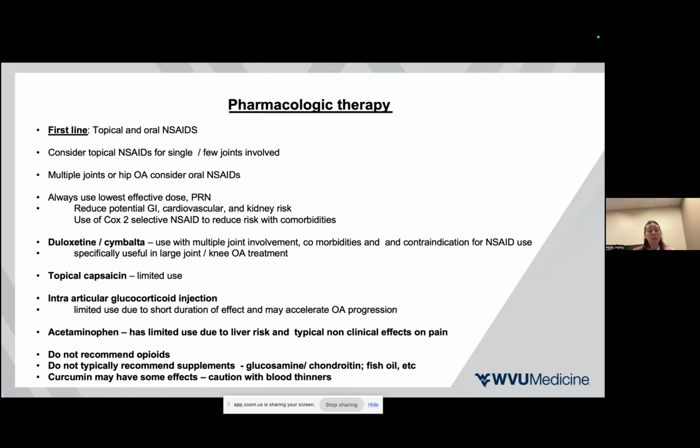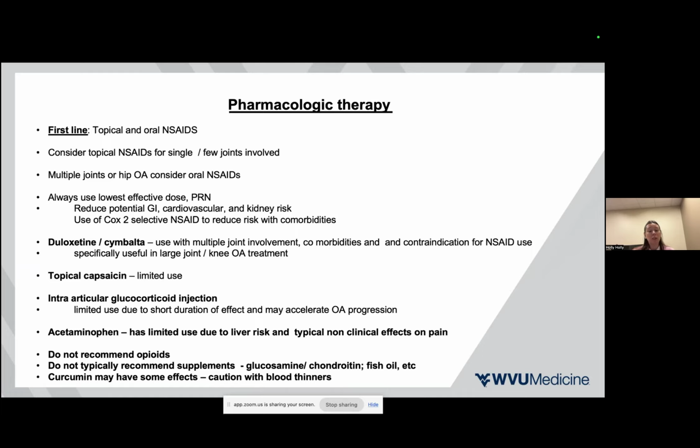We certainly don't recommend opioids on a regular basis. That's sort of reserved for severe end-stage cases where patients don't really have other options. And if you're not comfortable yourself, referring them to pain management would be the next best step.